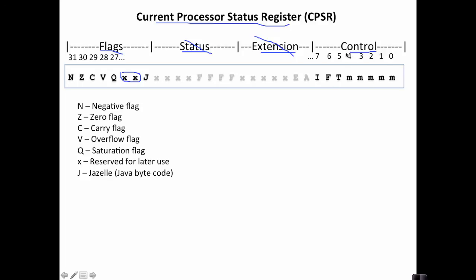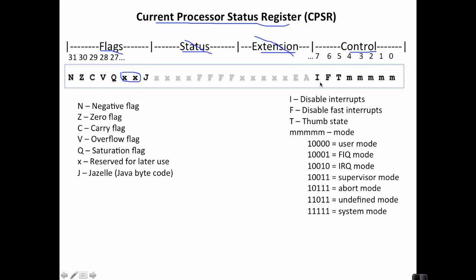The control bits down here represent some different ways that we can control how the processor operates. If the I bit is set, then that disables interrupts. If the F bit is set, it disables the fast interrupts. If the T bit is set, then the processor is operating in Thumb state. Thumb state is kind of an interesting state where the operations, instead of taking 32 bits, only take 16 bits. So we can store more operations in a smaller amount of space.